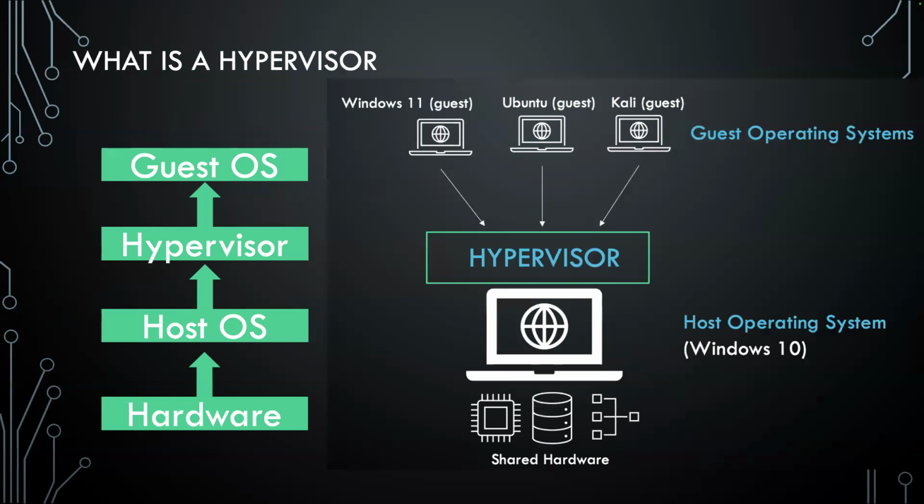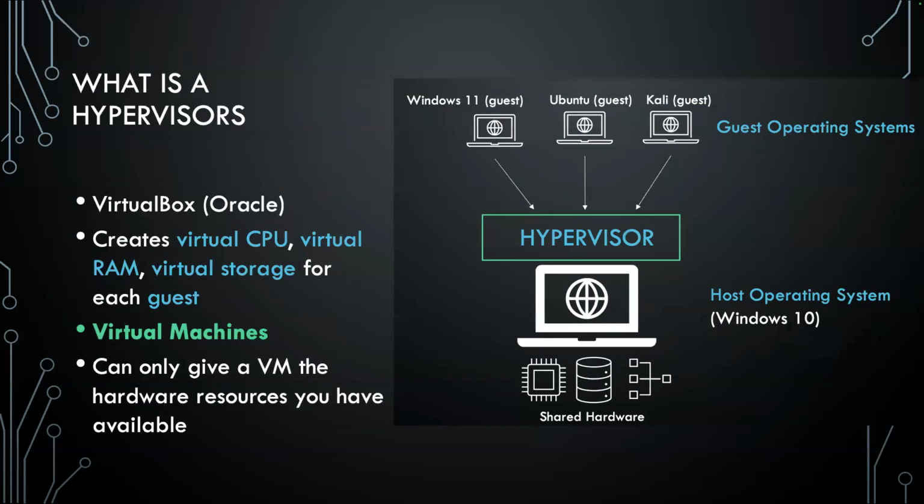Okay, so once again, hardware, host OS, hypervisor, guest OS. And this environment, this setup that we have here, like some examples that you may have already played with a little bit. There's, for example, VirtualBox from Oracle, if you've ever used VirtualBox. So basically, it's just going to create virtual versions of all of your hardware or resources for your guest machines.